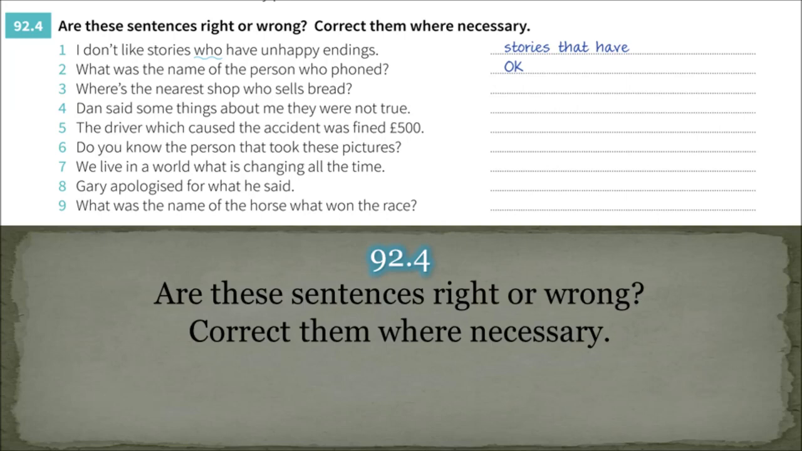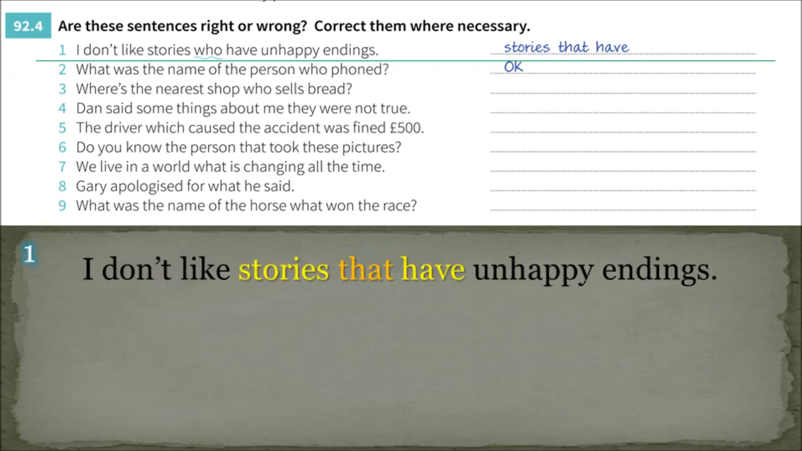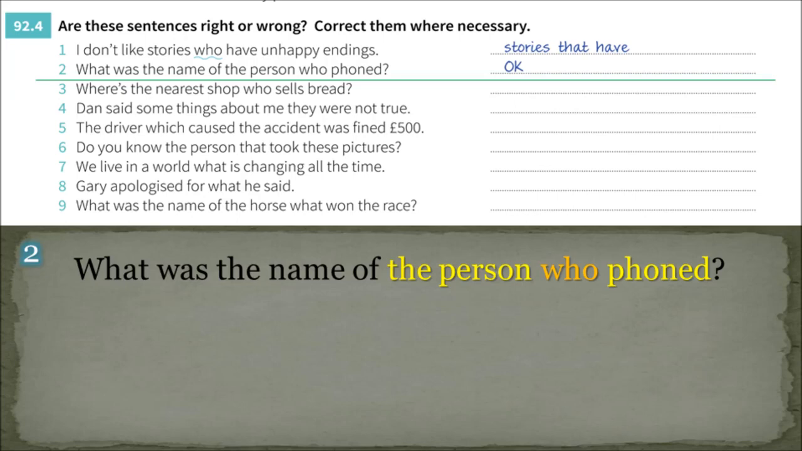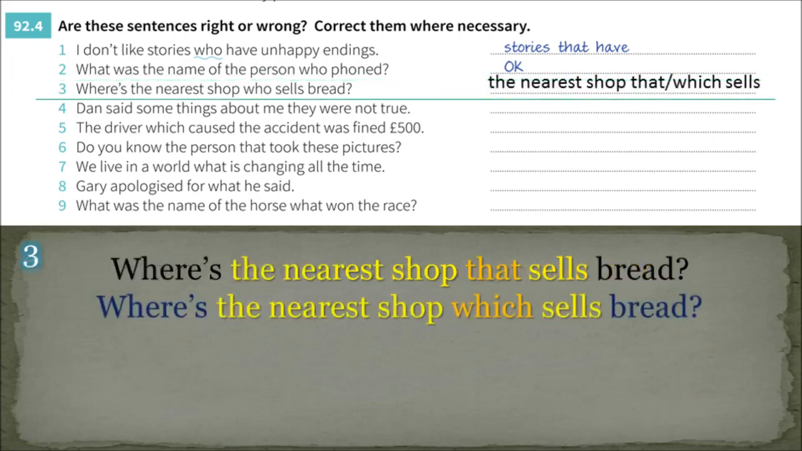92.4. Are these sentences right or wrong? Correct them where necessary. I don't like stories that have unhappy endings. What was the name of the person who phoned? Where's the nearest shop that sells bread? Where's the nearest shop which sells bread?